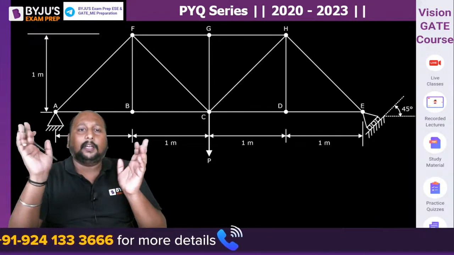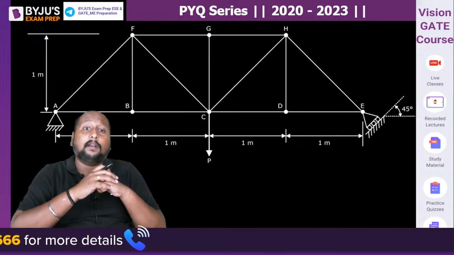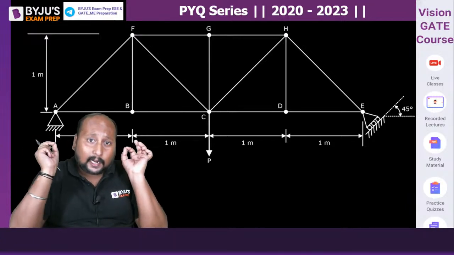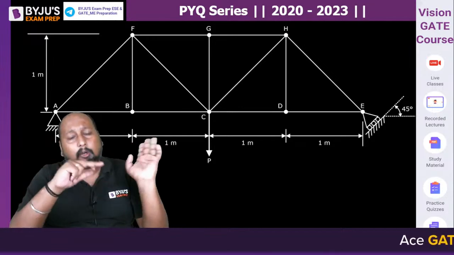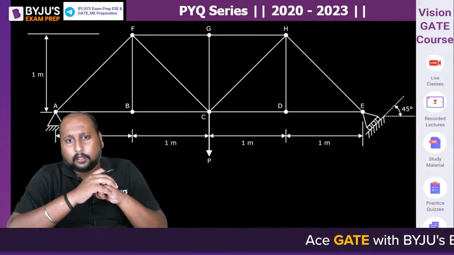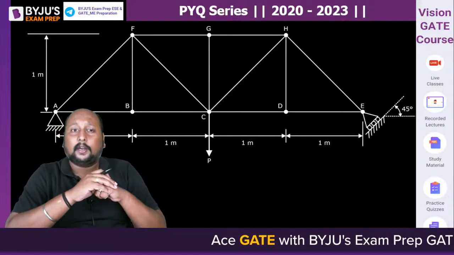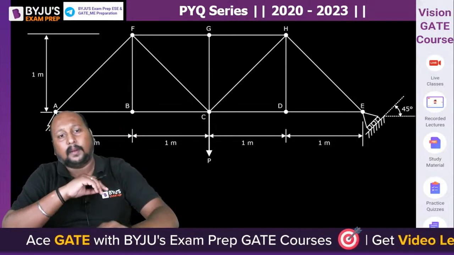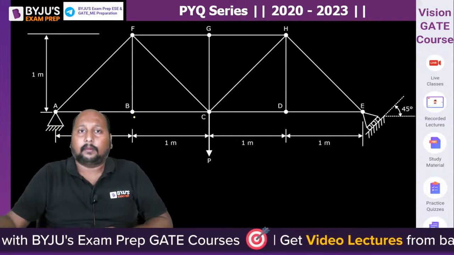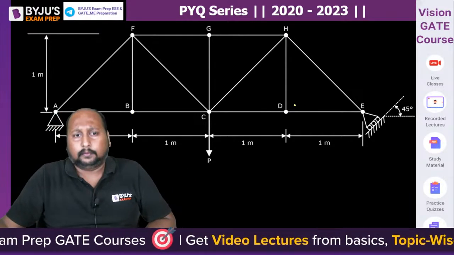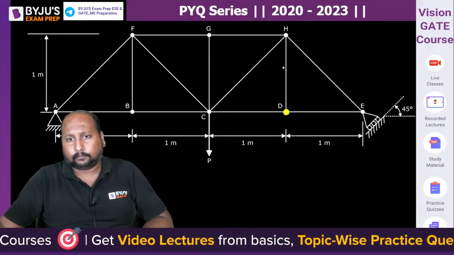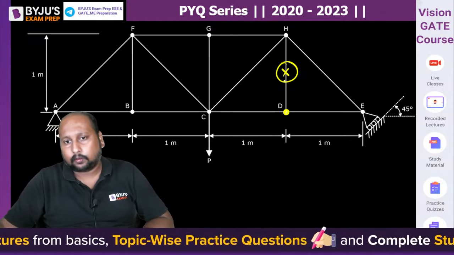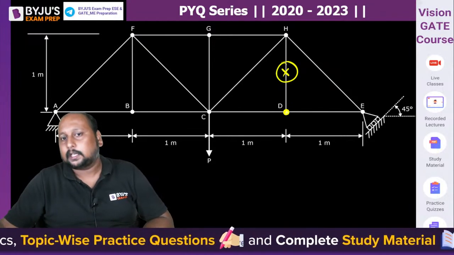Now, whenever we need to identify the zero force member, you always need to see a point where 3 forces are acting and 2 forces are collinear, and the third non-collinear force will be equal to 0. So is there any point or joint where 3 forces are acting and 2 forces are collinear? The third non-collinear member will be a zero force member. Okay, you start from this point. At point D, HD is a zero force member because CD and DE are collinear. So DH is equal to 0.